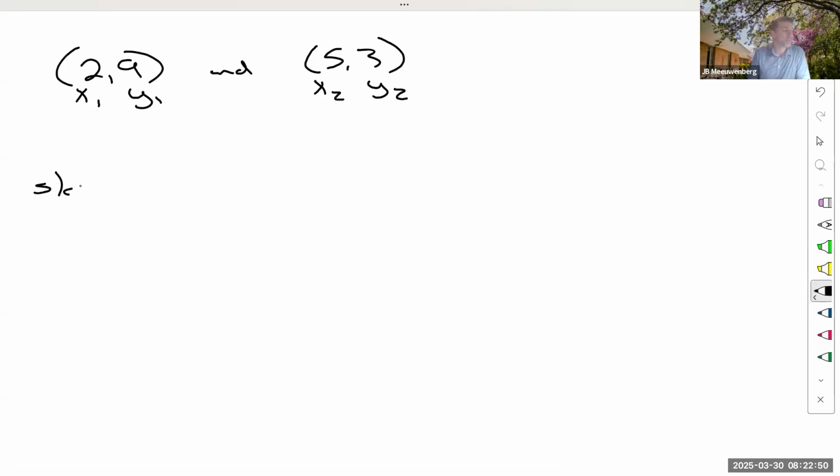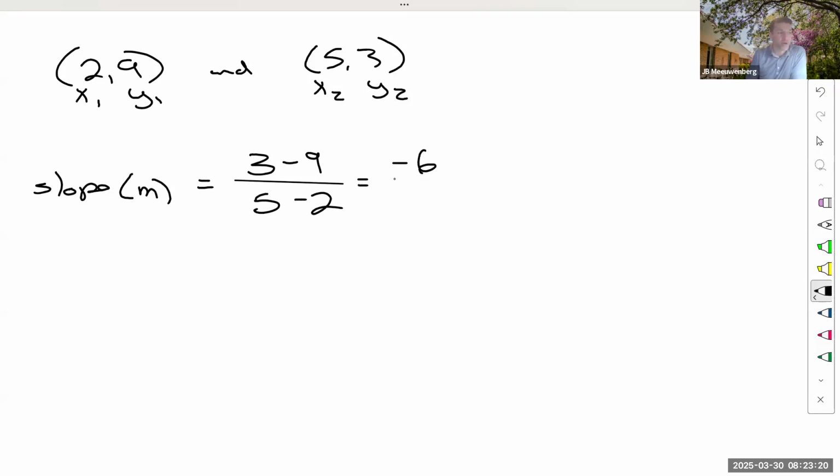One other important thing to note about slope, in algebra, it's often indicated by the letter m. M is often representing our slope. And so the slope is found by taking y sub 2 minus y sub 1. In this case, that's 3 minus 9. And x sub 2 minus x sub 1 is 5 minus 2. When we simplify this, we get -6 in our numerator and 3 in our denominator, which is a slope of -2.